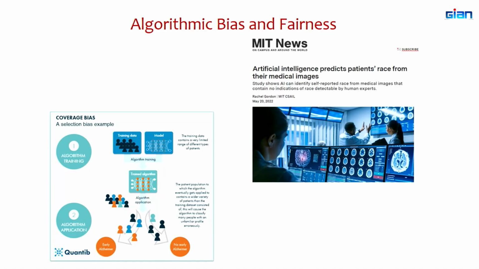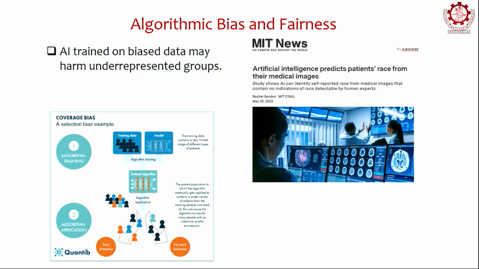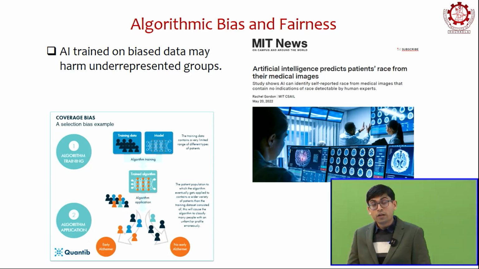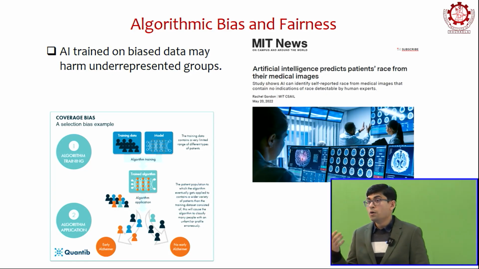So algorithmic bias, I know we keep coming back to this, but this is again important. AI trained on biased data may harm underrepresented groups. Like I said, there will be diseases that are not well represented, or there will be populations that are not well represented. Also, foundation models might have been trained with common data sets, or more commonly available populations and demographics, but there will be populations that are not well represented. If that is the case, most likely your foundation models won't do well.